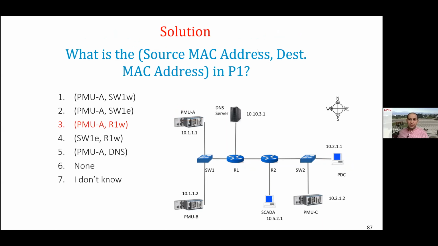So the MAC address, we look only at the local area network. With this local area network, the source MAC address is the one that injects the packet inside this local area network, and the destination MAC address is the one that will receive the packet within the same local area network. So the source is PMUA and the destination is the interface of R1 on this LAN.